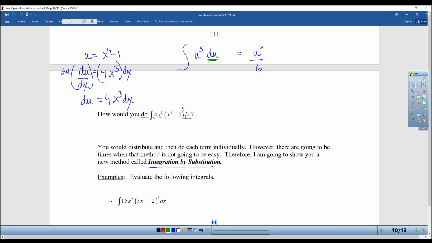So I am allowed to do this operation. That's where those other things went. People always say, where did the rest of it go? The 4x cubed dx is the du. And that's what allows me to do this problem. Now you can't leave the answer that way. The final answer would be u to the 6th. So x to the 4th minus 1 to the 6th over 6 plus c.